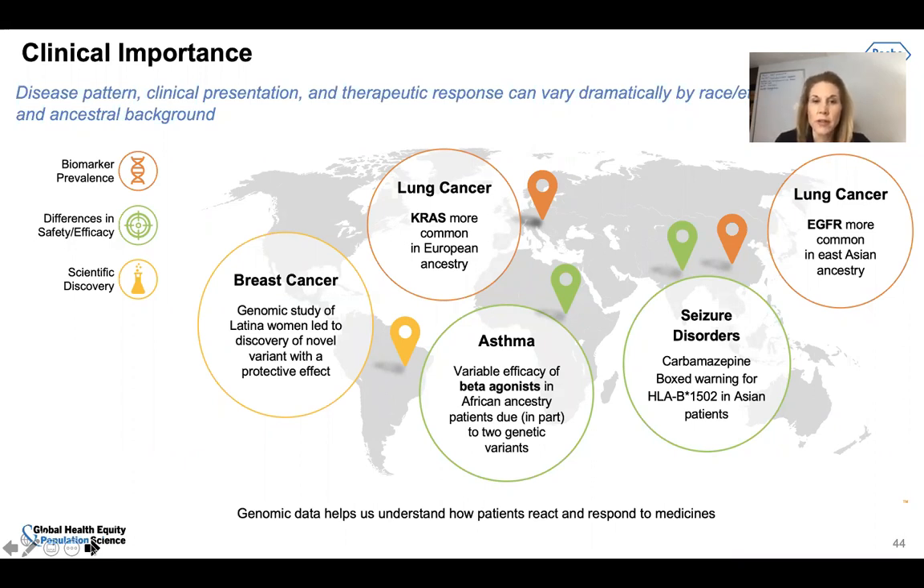Also to note that scientific discovery is enriched largely when we have greater populations included. Just one example of that is a breast cancer genomic study of Latina women, which led to the important discovery of a novel variant that has a protective effect. So I think Dr. Clark categorized this as leaving science on the table. We're leaving a lot of information undiscovered with the lack of appreciation for broader patient populations.